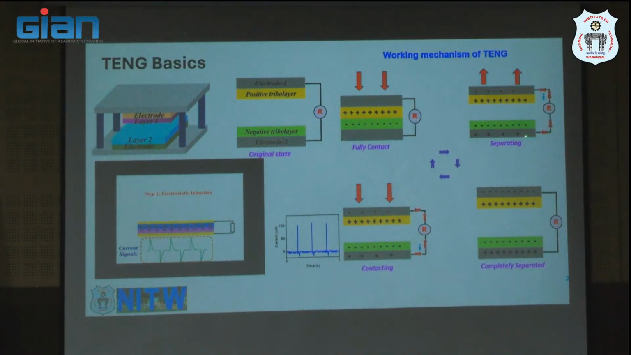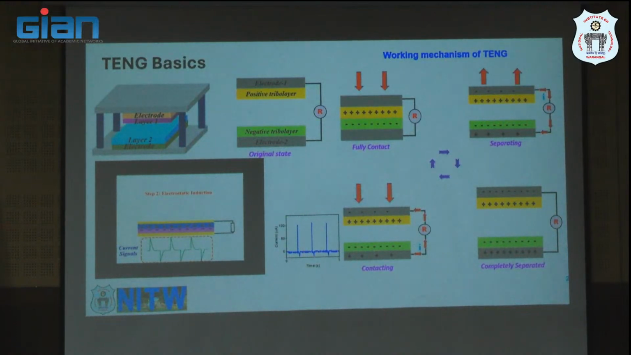After it reaches the equilibrium state, when you apply force once again on this device, the layers come closer together again. When they come closer together, the potential difference will decrease. Whatever electrons flowed in the previous case will travel back to the previous electrode. In that case, you are going to get another small current pulse in the circuit.